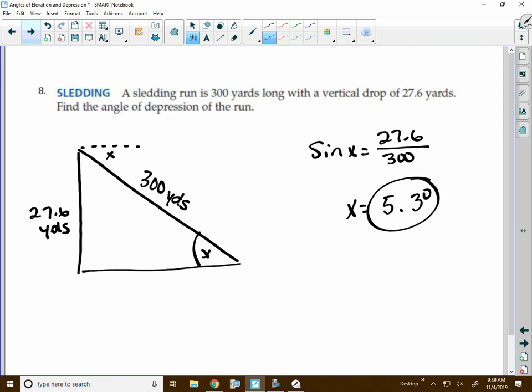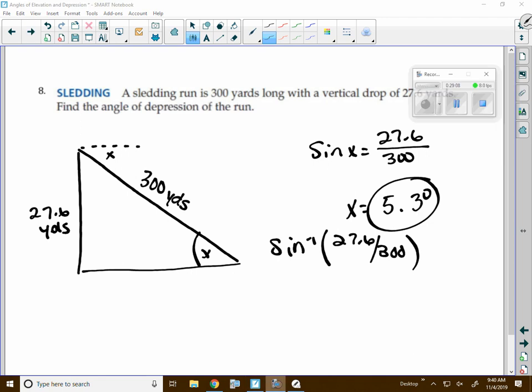You plug it in when it's like that. How do you plug it in when it's like that? So you would do sine inverse. So press second, sine, and then you'll type in the fraction 27.6 divided by 300. Did you get it? Hold on.